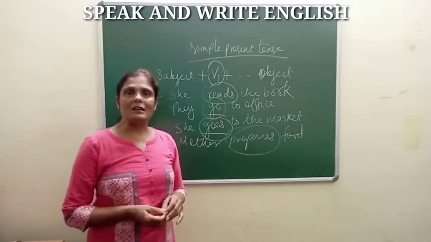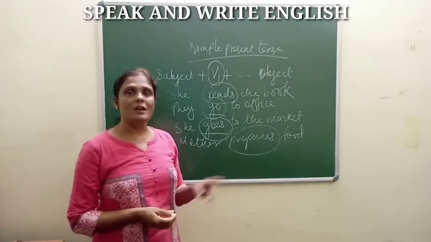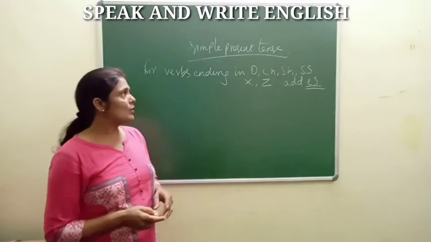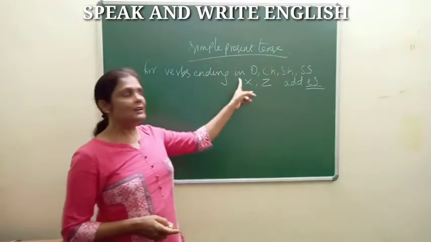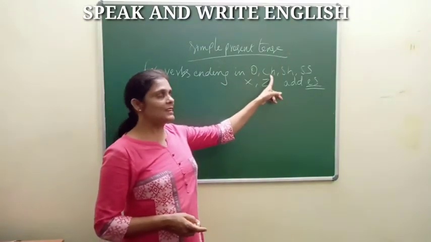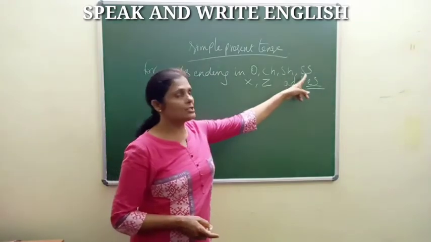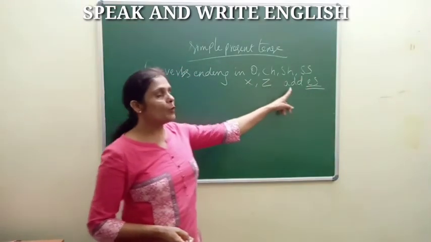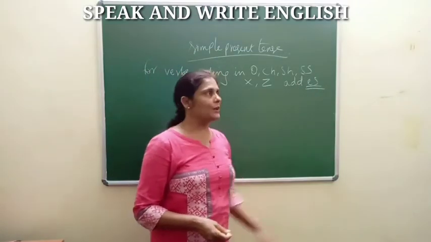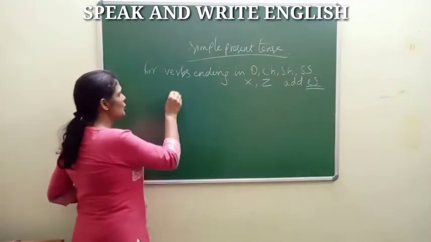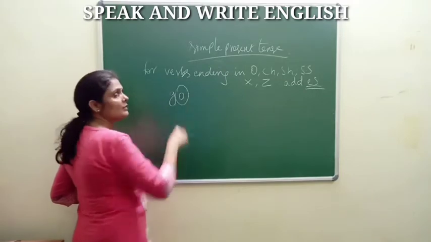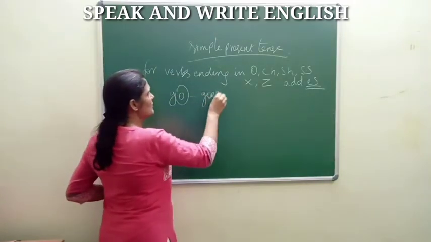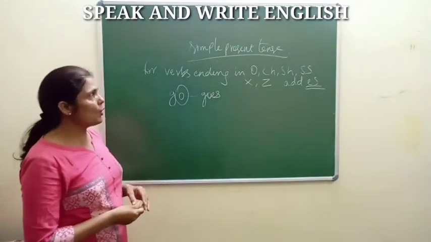Let us understand how we change the verbs when we change the subjects. For the verbs that end in O, CH, SH, SS, X and Z, we need to add ES to it. For example, when I say go, it ends with the letter O, so it should change to goes.